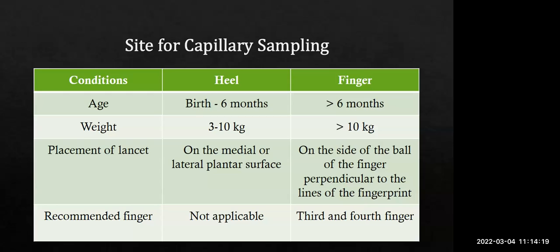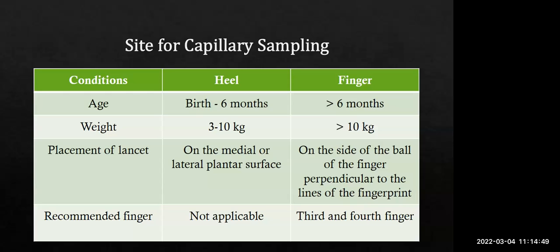First is the heel, for an infant from birth up to 6 months with birth weight 3 to 10 kilograms, and the placement of the lancet is on the medial or lateral plantar surface. The heel is most preferable in neonates. For the fingers, usually for infants more than 6 months and more than 10 kilograms.